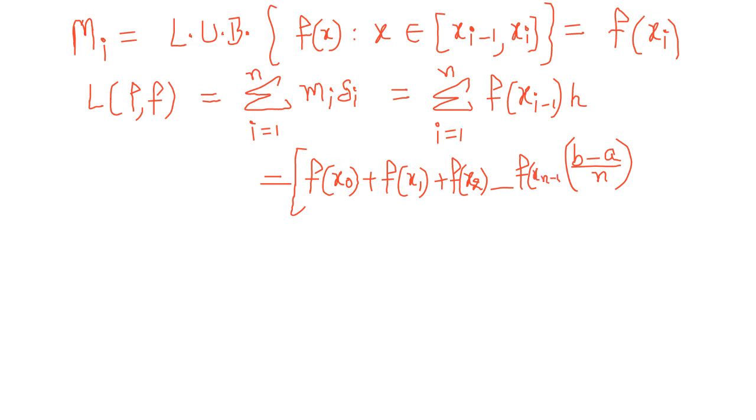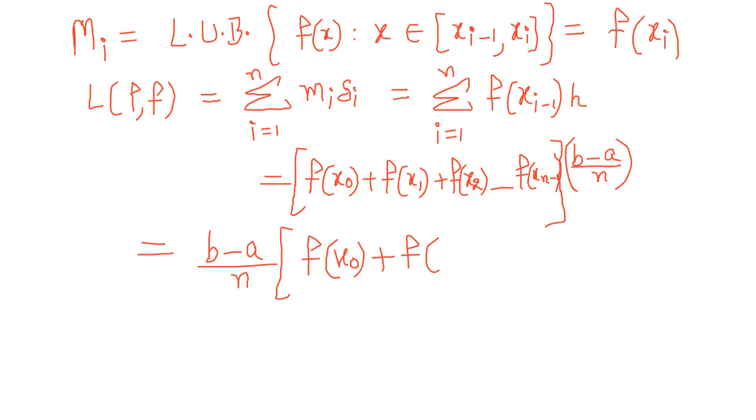Okay, in this way you will get this LPF. So it is b minus a upon n, that is f of x naught plus f of x1 plus f of x2, plus up to f of xn minus 1. Fine. This is your LPF.